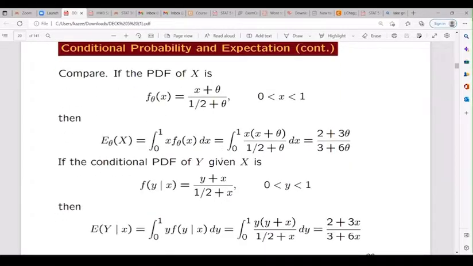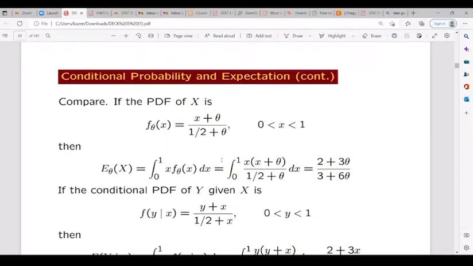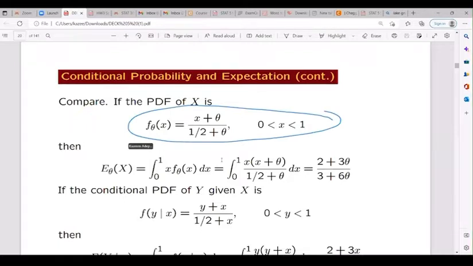Okay, now I want to go to a complex function. In case you don't understand what I want to do, please make sure you ask questions. Now compare. If the PDF of x is this, look at that. That's a PDF of x, right? That's a marginal, right?